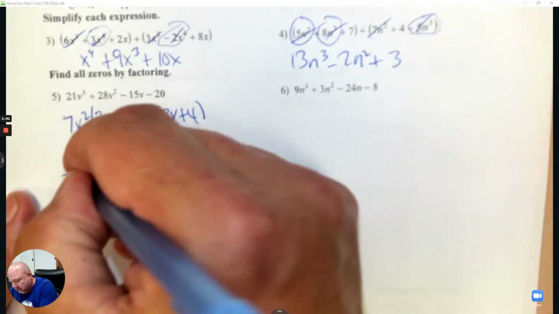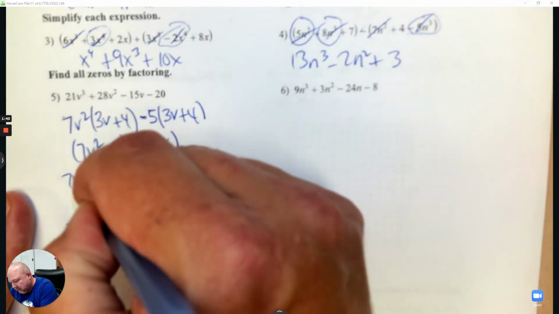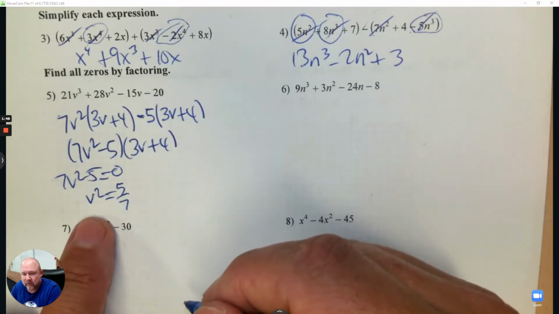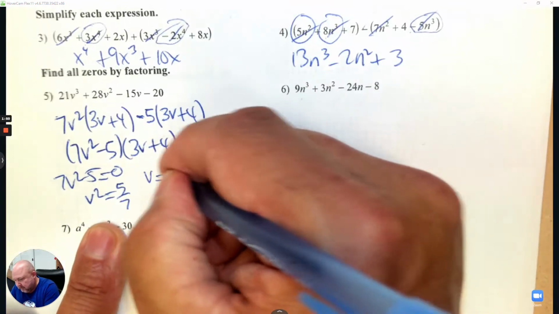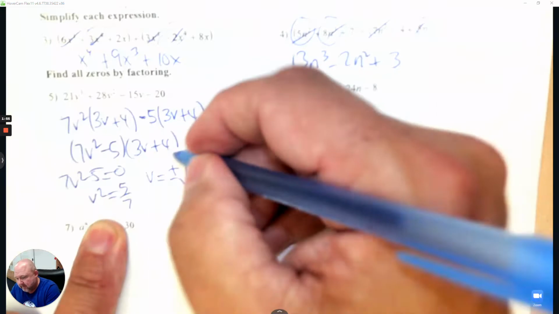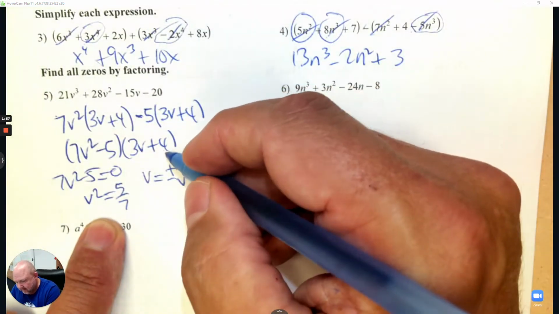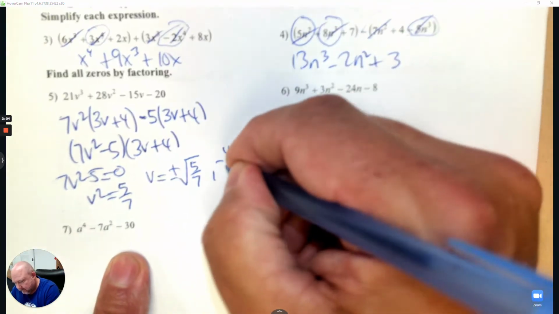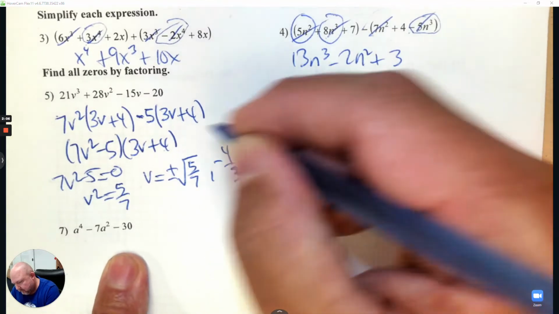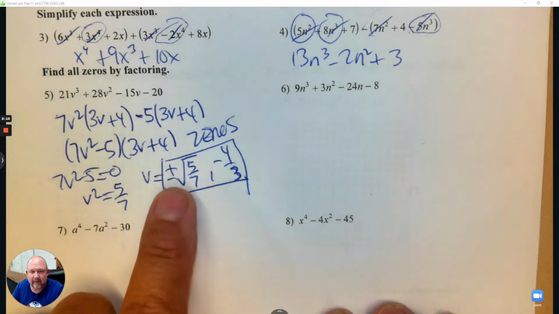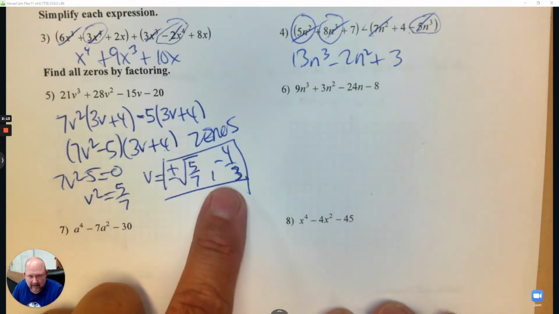Now 7v squared minus 5, I make equal to 0 and solve it. So I'm going to add 5 and divide by 7. When I square root this, the answer is going to be both positive and negative, and you can leave the answer just like that. The second factor, you're going to subtract 4 and divide by 3. And those are your zeros. These are 2 irrational, and that's 1 rational.